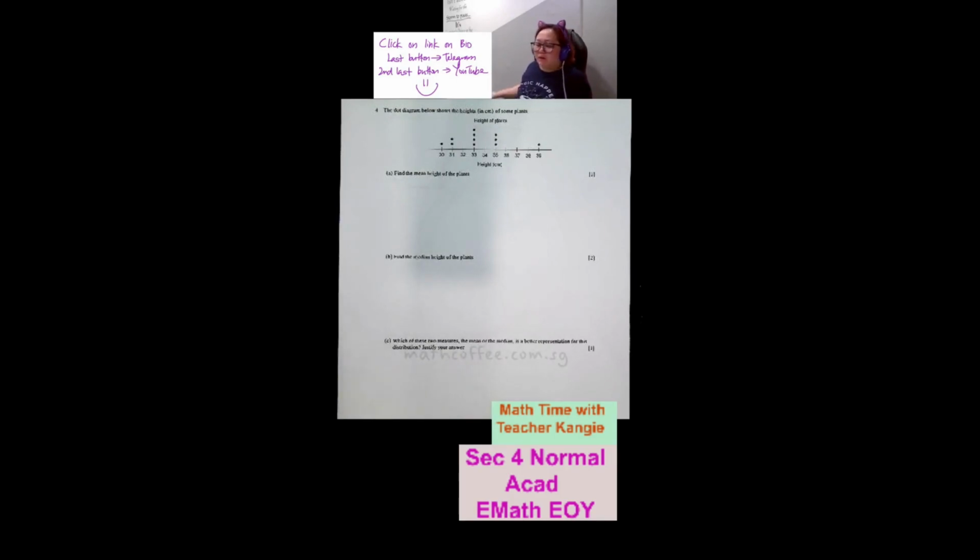In fact, all topics learned in Normal Acad are definitely tested in Express. But of course, maybe the level of difficulty for Normal Acad questions might not be as tough as the Express one. But this is quite manageable. So Express also is important. Take all numbers, divide by the total number of values. Not exactly. You should say find the sum of the total, then divide by the number of items.